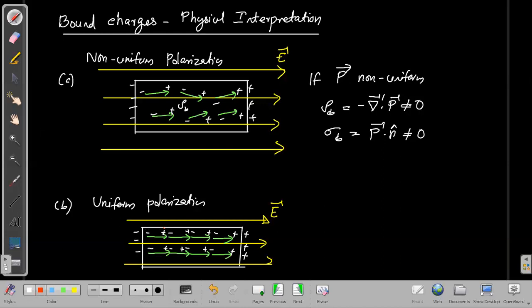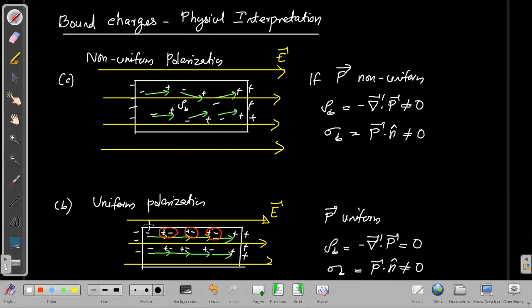So here, these charges would cancel. If P is uniform, then rho b, which is the negative divergence of polarization, becomes zero, and sigma b, which is P dot n, is always non-zero if you have a non-zero polarization, because obviously there will be accumulation on the surface; there are no charges to cancel the charges on the surfaces.